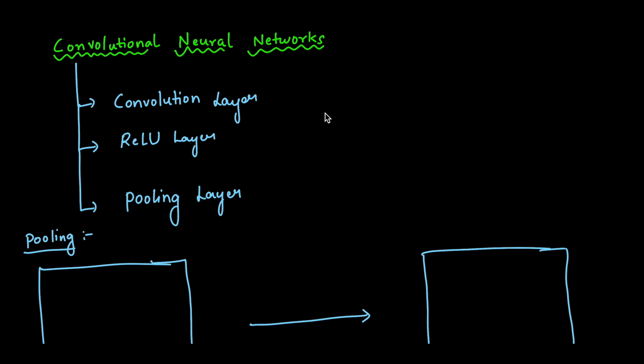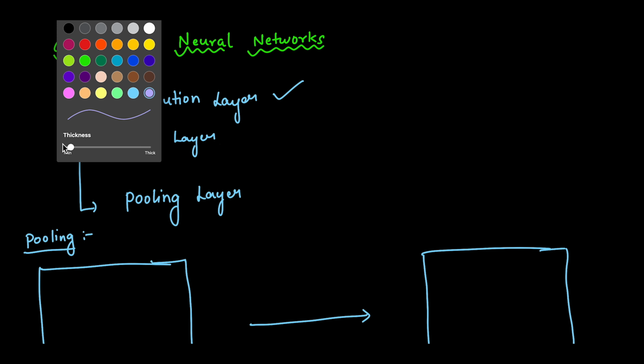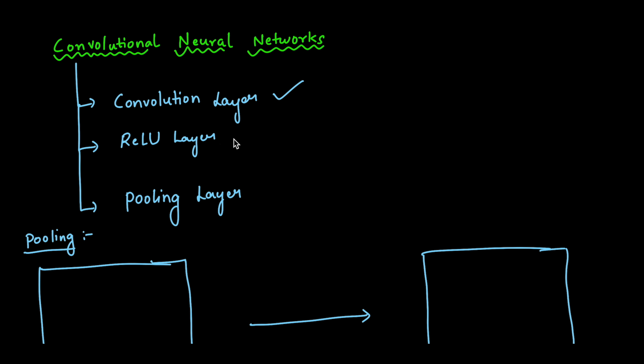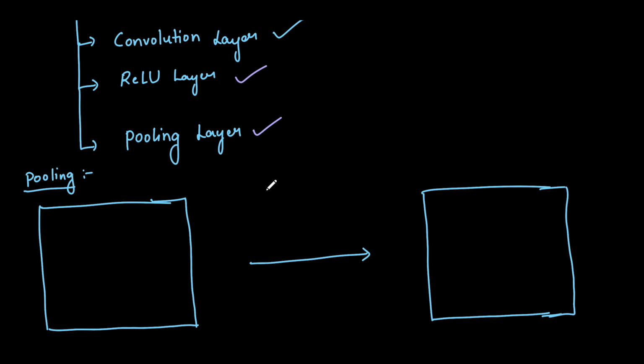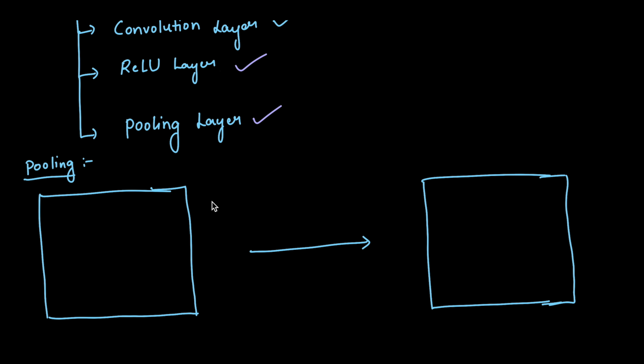Hello everyone. In the last few videos, we have already discussed the convolutional layer, and after that we went into the ReLU layer, and after completing the ReLU layer, we also discussed the pooling layer. If you remember from the last video, in pooling we have something called window size, and let's say the window size is 2, and our input shape is, let's say, 8 cross 8.